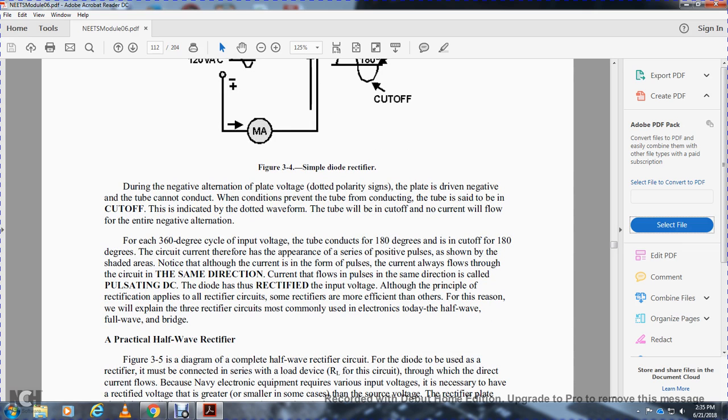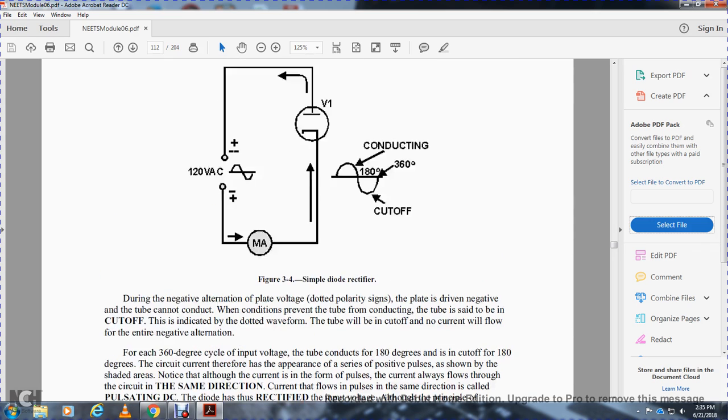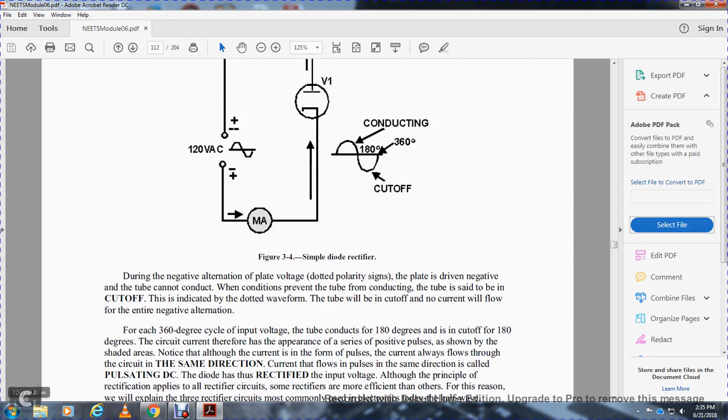During the negative alternation, the voltage on the plate is of the opposite polarity, and the plate is driven negative with respect to the cathode, which prevents the tube from conducting. The tube is said to be in cutoff. This indicates the waveform in the tube. In cutoff, no current will flow during the entire negative alternation.